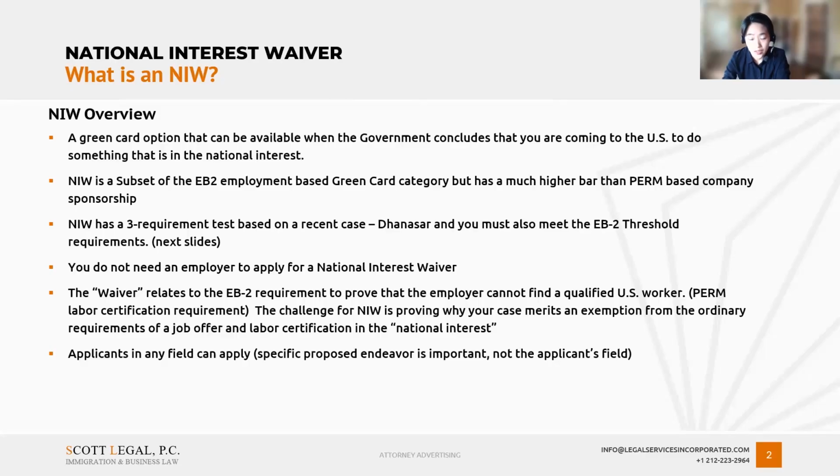because really the NIW is a discretionary benefit. When we speak of a waiver, it relates to the requirement to get a U.S. job offer and get sponsorship from a U.S. company, which is the ordinary requirement. But if you can show that your case has that special factor that the government is looking for, then you're able to self-petition for a green card under this category.